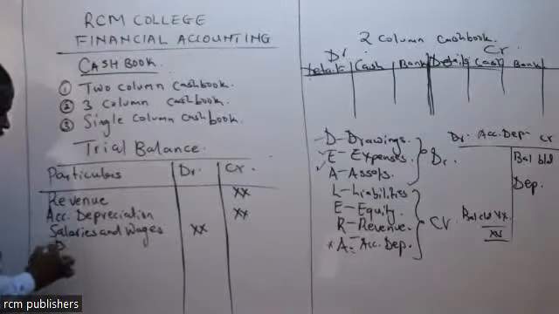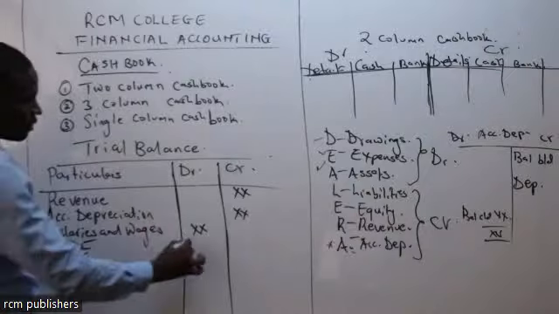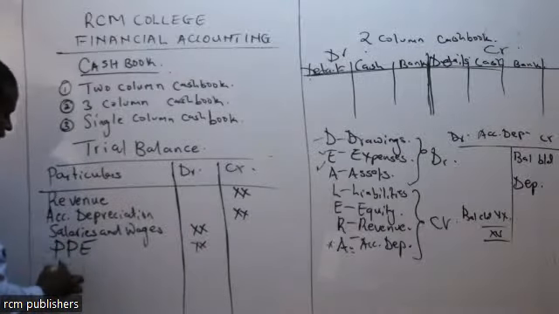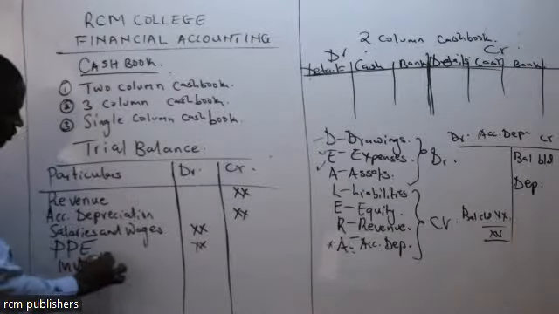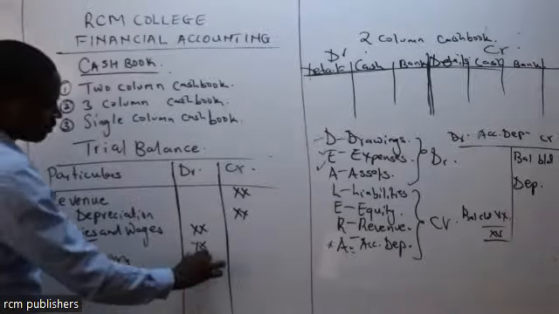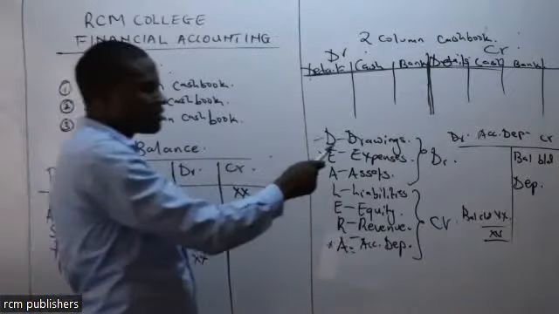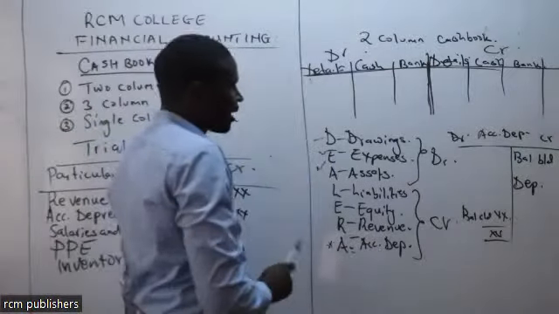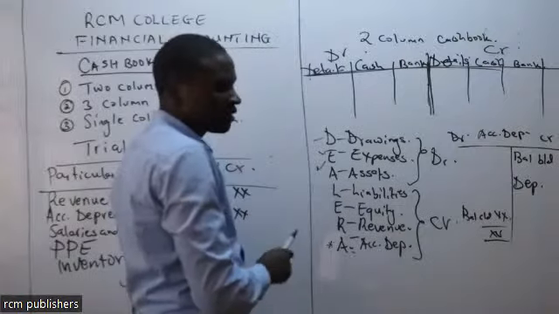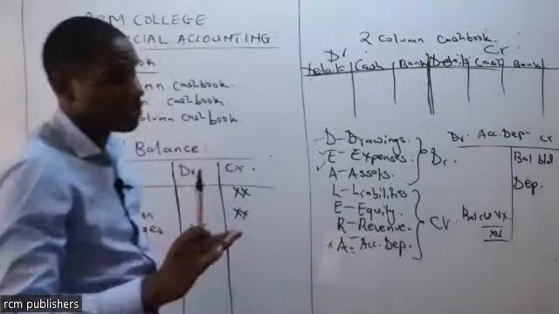So even here, if I say PPE, that's an asset. Inventory, that's an asset. So once you understand this, once you understand debit and credit, you are good to do this paper.